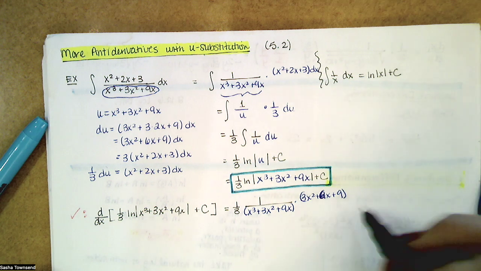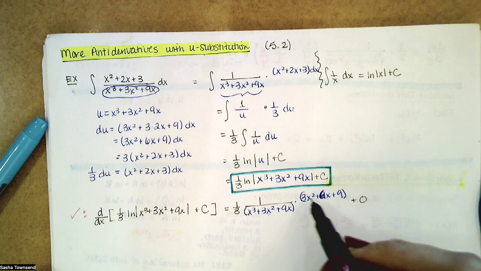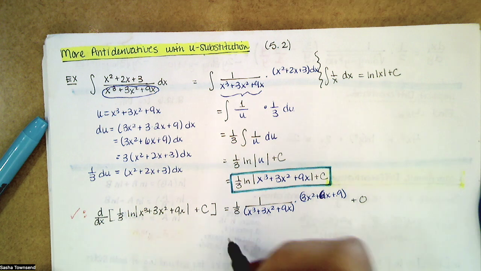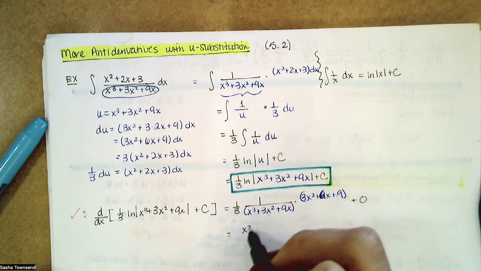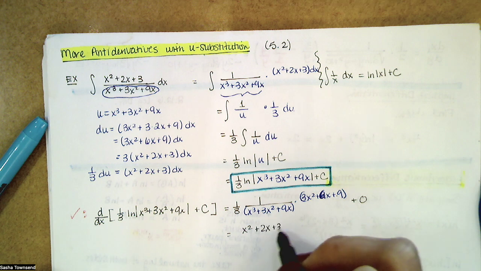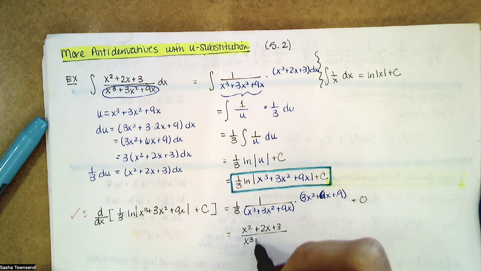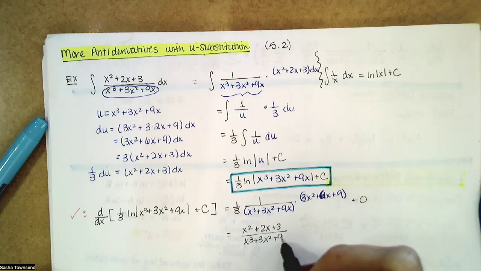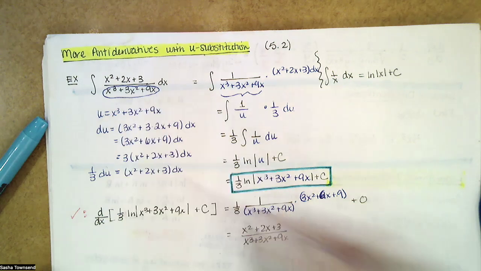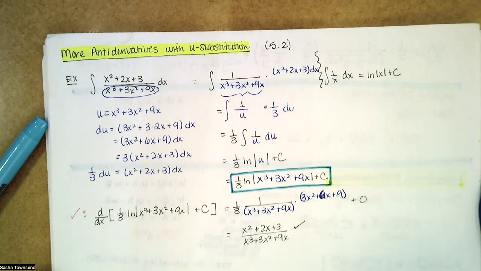And then we add the derivative of c, which is 0. And then each of these coefficients can be divided by 3. So we end up with x squared plus 2x plus 3, all divided by x cubed plus 3x squared plus 9x. And that is our original integrand, so we know we did the antidifferentiation correctly.